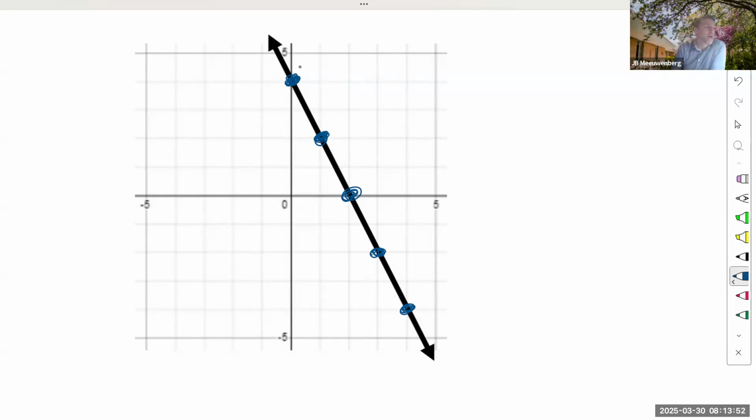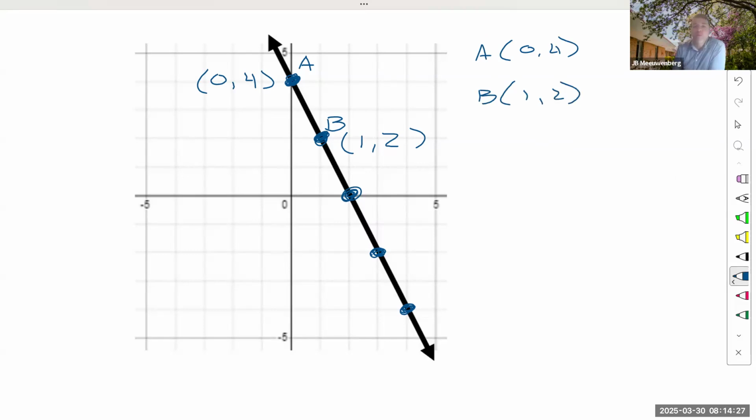I'm going to identify these 2 points as the ones I want to work with, point A and point B. Take a moment, please, and identify the coordinates of both of those points. So this first point is the point (0, 4), and the second point is the point (1, 2). I'm going to write those off to the side. A is (0, 4), and B is (1, 2).